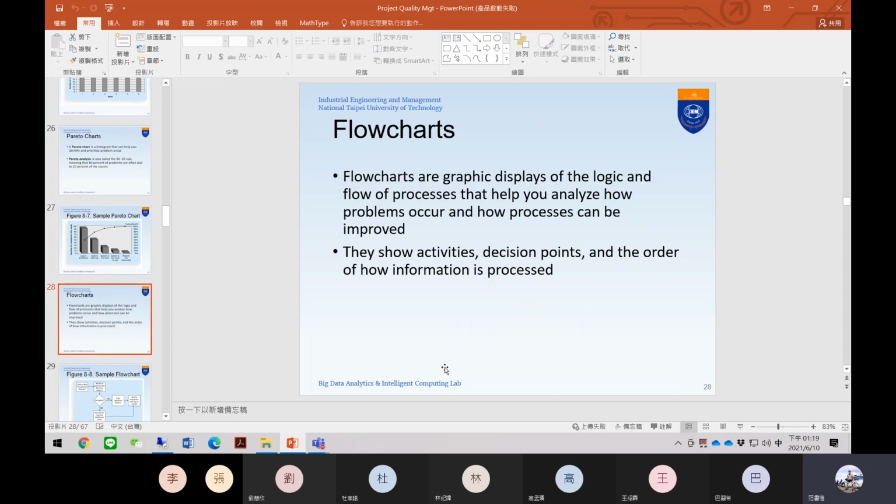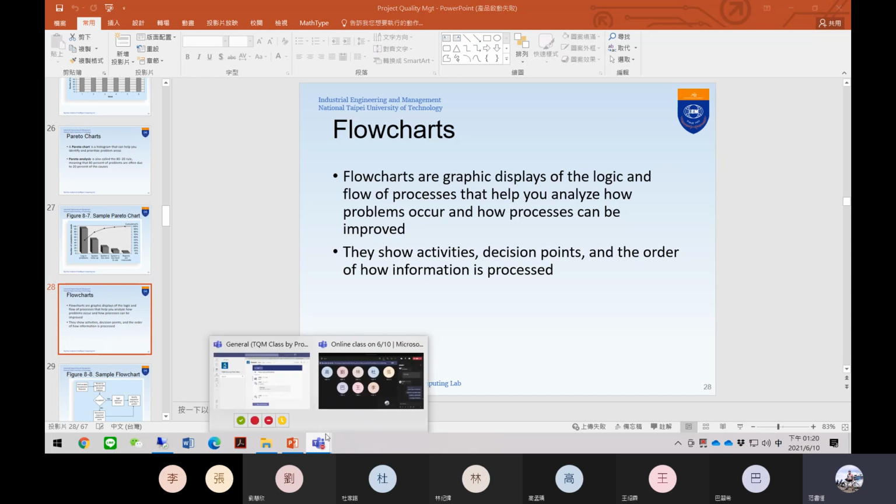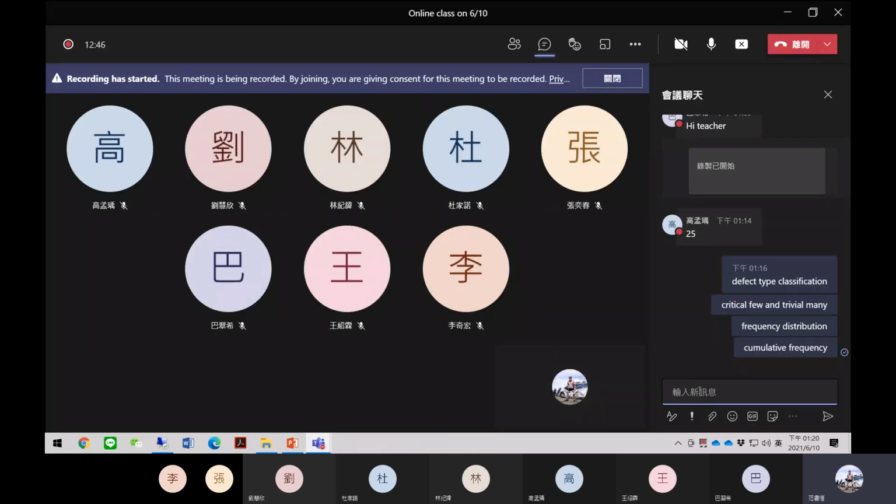Next one, the flowchart. Flowcharts are graphic displays of the logic and flow of processes that help you understand and analyze how problems occur, to understand more about the procedure, the manufacturing process, or the operations process.